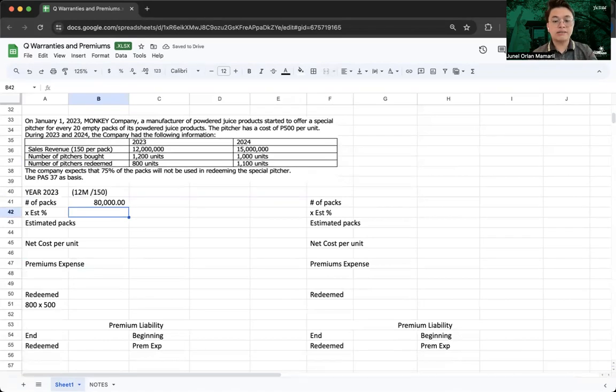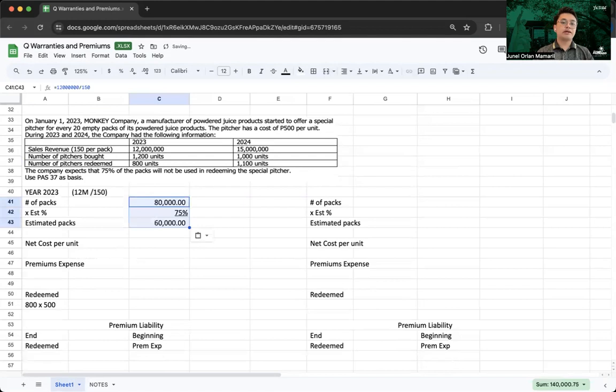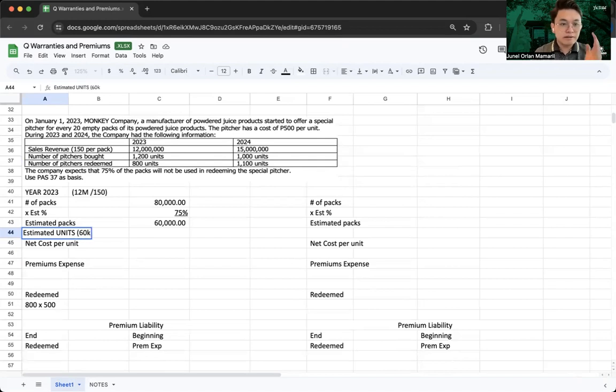Out of 80,000, ang estimate daw natin ay 75%. So, our estimated number of packs would be 60,000. Okay? So, isisingit natin dito, ilan yung ating estimated unit to be given away. And that would simply be dividing the number of packs by ilan yung kailangan, bawat unit. Kailangan daw natin ng 20 per unit. 60,000 divided by 20. So that's 3,000. Okay? Gagamitin na natin yan mamaya.